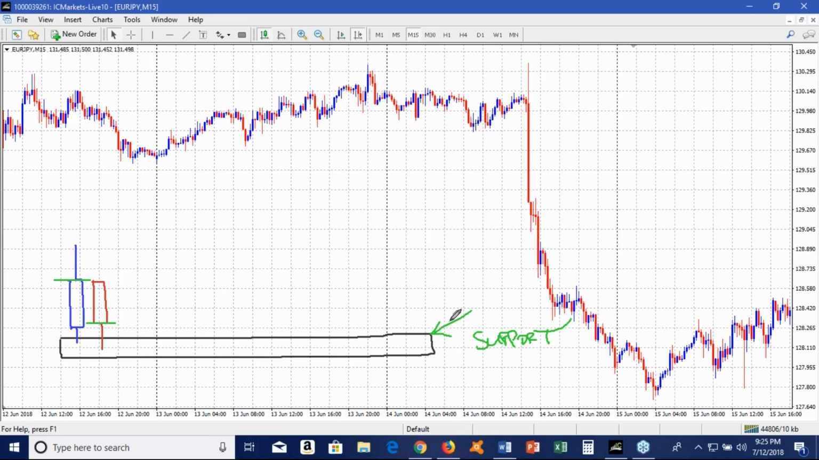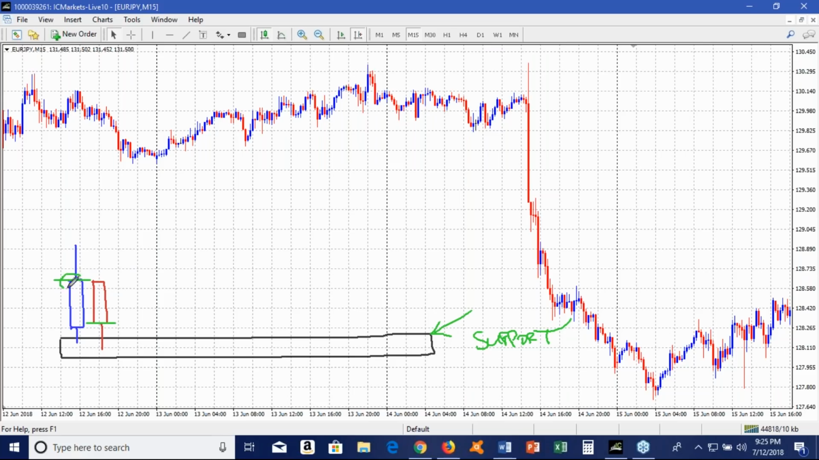The support is in the minds of the retail traders only. It does not exist, right? But we know that when price reaches quote unquote support, we buy, correct? What is the chat saying? Yes, yes, yes. Good. No problem, that's fine. I'm going to show you.